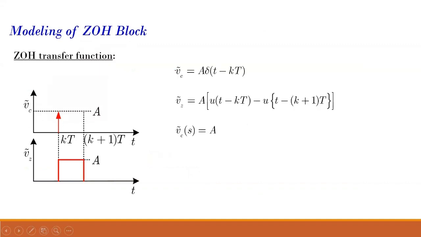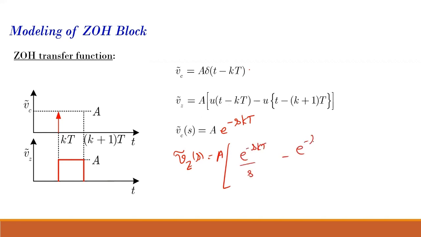So this is my impulse, right? When I take the Vc prime of s, it will be A into e raised to minus s kT, and when I do Vz tilde of s, it will be A into e raised to minus s kT upon s minus e raised to minus s (k plus 1)T upon s. So that will be equal to A upon s into e raised to minus s kT into 1 minus e raised to minus sT.